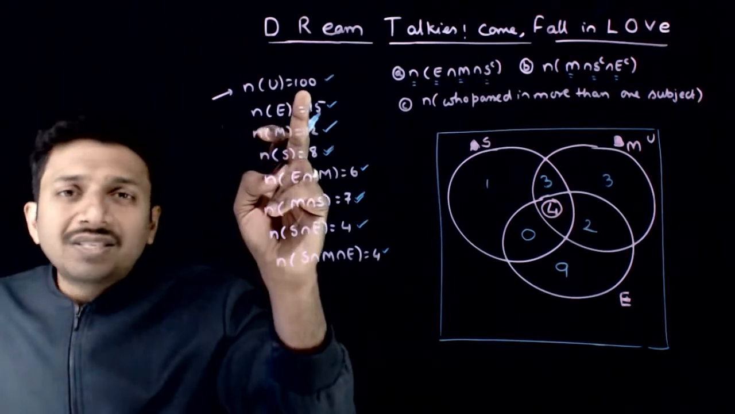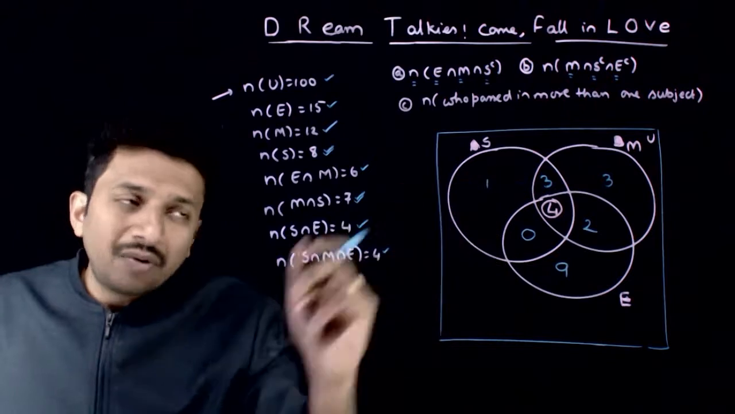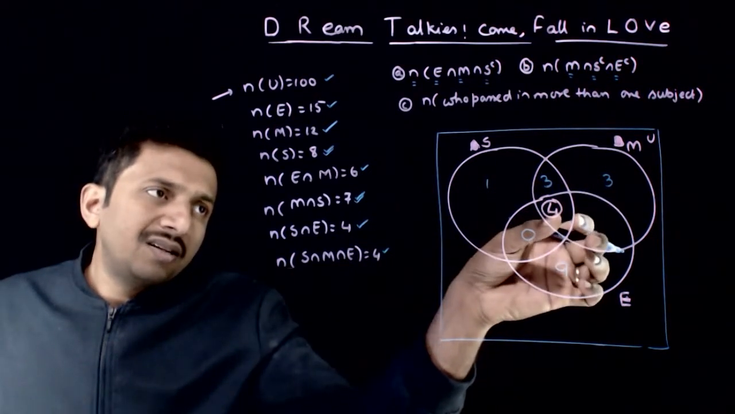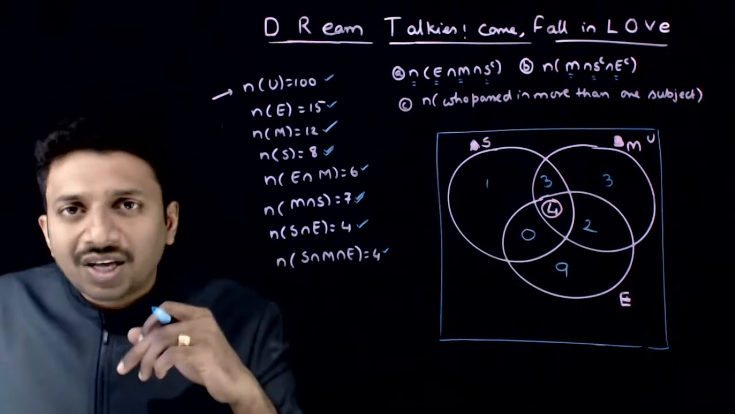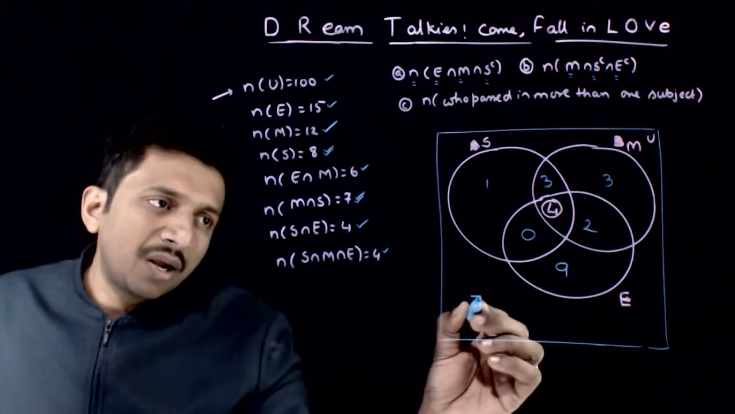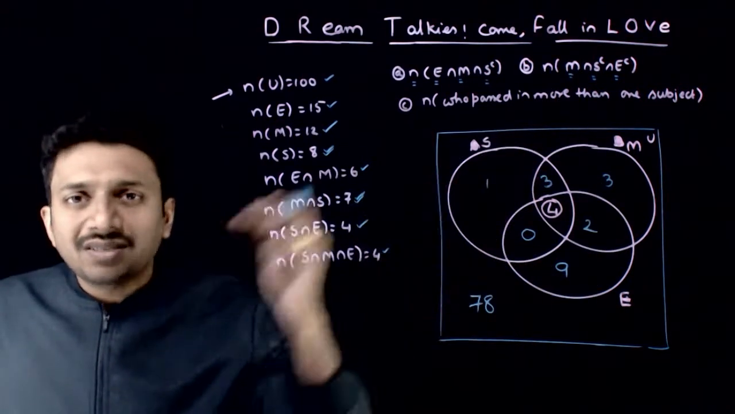And we know that the universal set has 100 students. But not all the 100 students have been accounted. So 9, 10, 16, 20, 22 students have been accounted. So the remaining 78 students have been unaccounted. That means the remaining 78 students are outside this set.